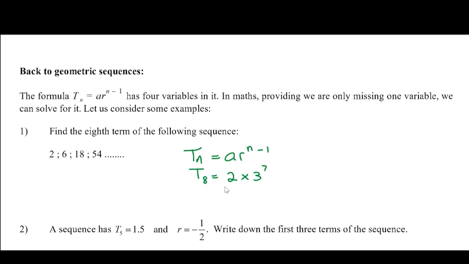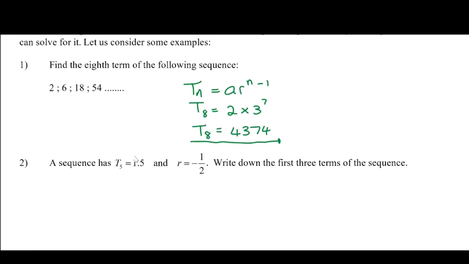Very, very important idea here, just in terms of some exponents. We do not multiply the 2 by the 3 and then raise to the power of 7. We raise 3 to the power of 7 and then multiply the answer by 2. And our final answer for the 8th term of this is 4374. And we'll see that geometric sequences can grow quite quickly.